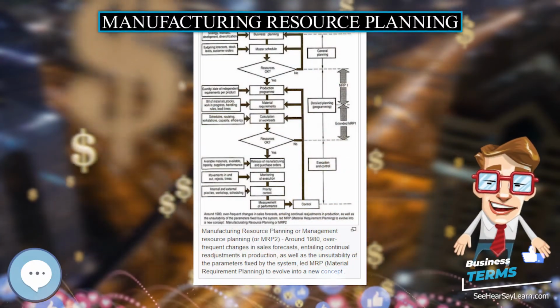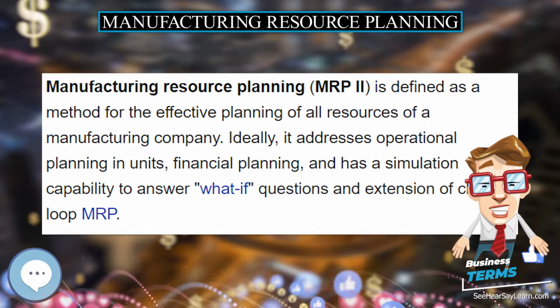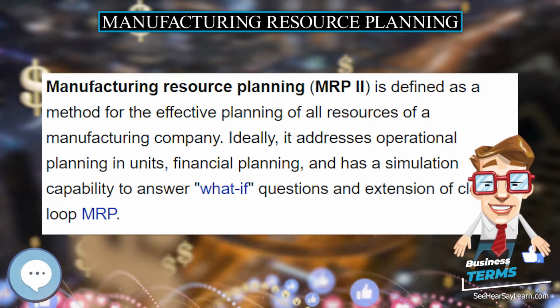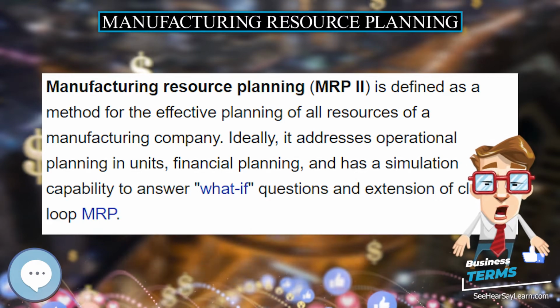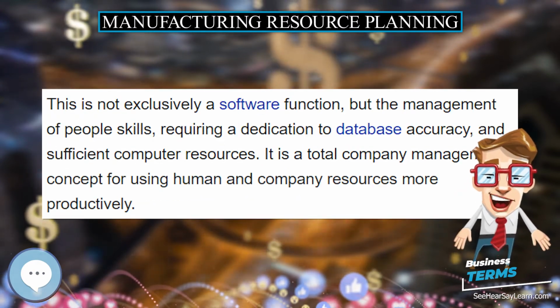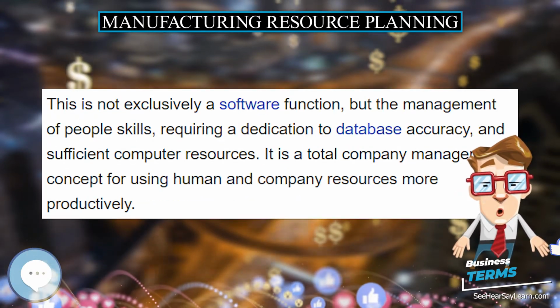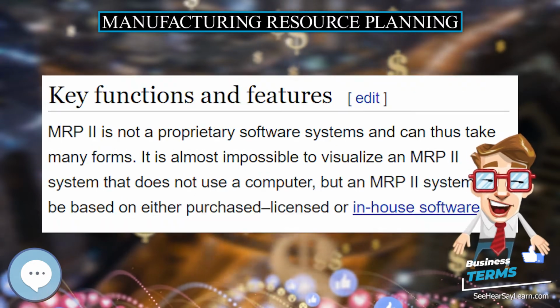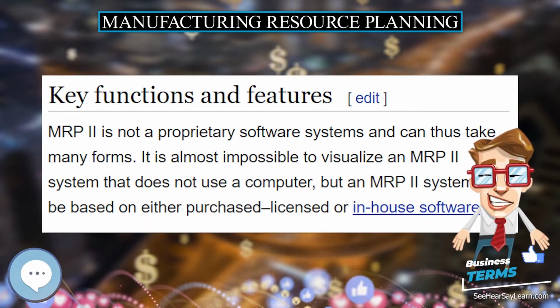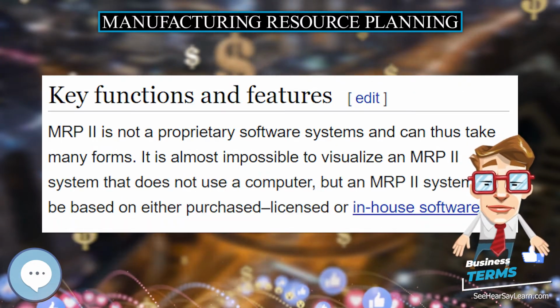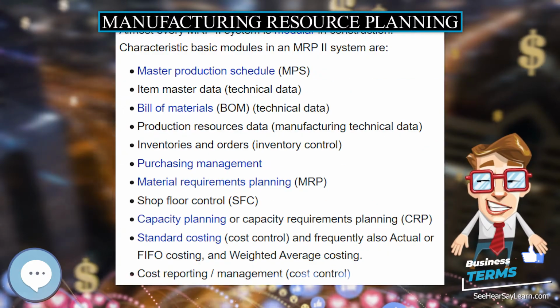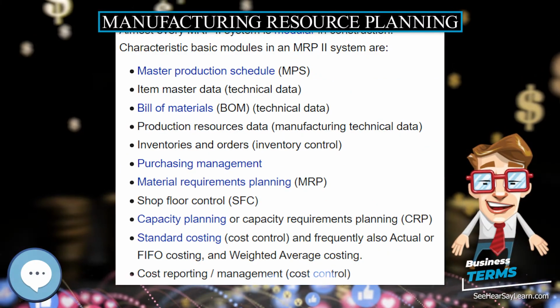Manufacturing Resource Planning. Manufacturing Resource Planning, MRP II, is defined as a method for the effective planning of all resources of a manufacturing company. Ideally, it addresses operational planning in units, financial planning, and has a simulation capability to answer what-if questions and extension of closed-loop MRP.